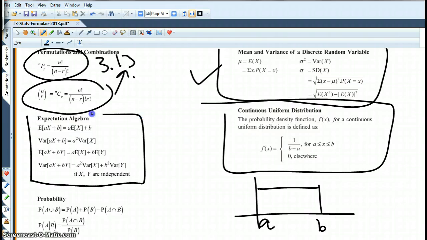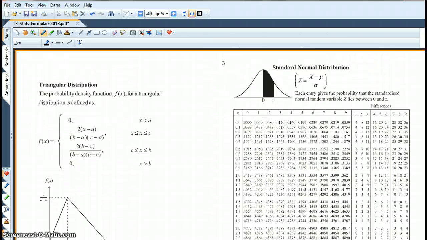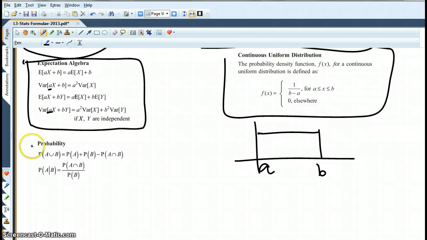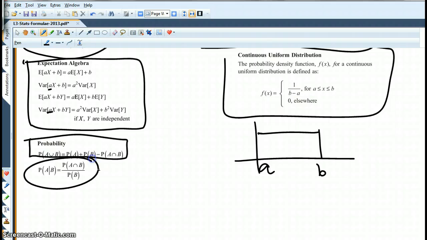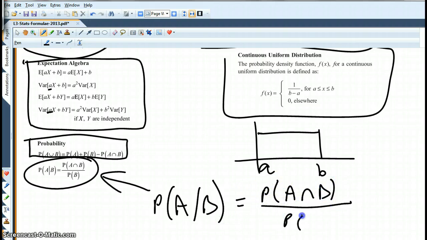Expectation algebra, the only fishhook there is knowing the difference between a scale factor and repeated identical distributions. That's for excellence people, there's videos on that. We have used this formula here of, oh, not that one, we actually didn't do the union, we did this one. The probability of A, given that B is true, is the probability of A intersection B over the probability of B.